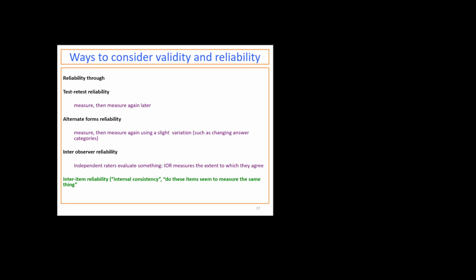Alternate forms of reliability, for example, if you have a 5-point scale and you would measure it again with a 7-point scale, then you would also expect that the correlation would be high, because with a small change in your items, the answer possibilities, or even the formulation of the items, you wouldn't expect that the whole order of participants would be different.